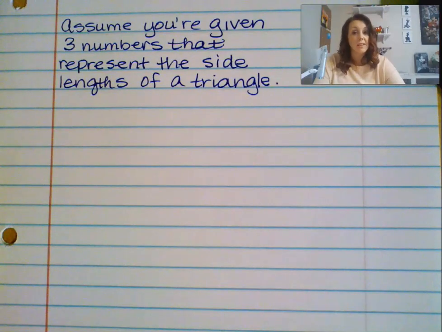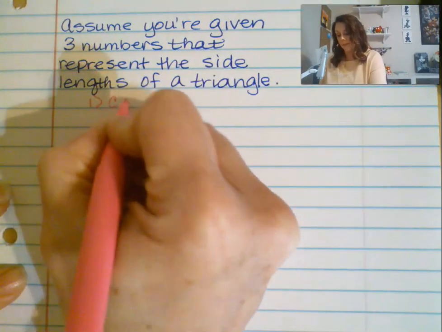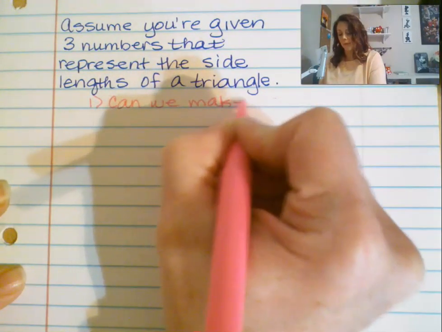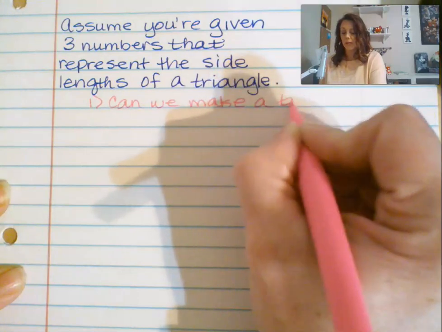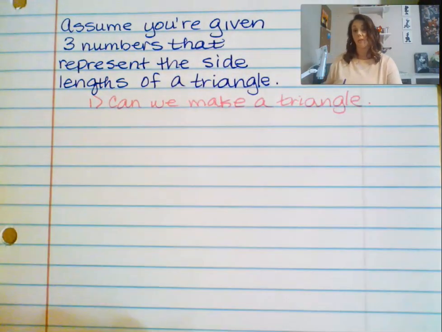All right, to start things off, let's assume that you're given 3 numbers that represent the side lengths of a triangle. Your first question is, will those 3 lengths make a triangle? Now, there's a couple of possibilities for what could happen. They could produce a triangle.